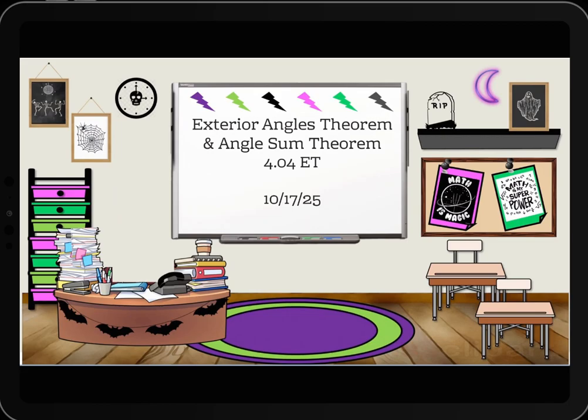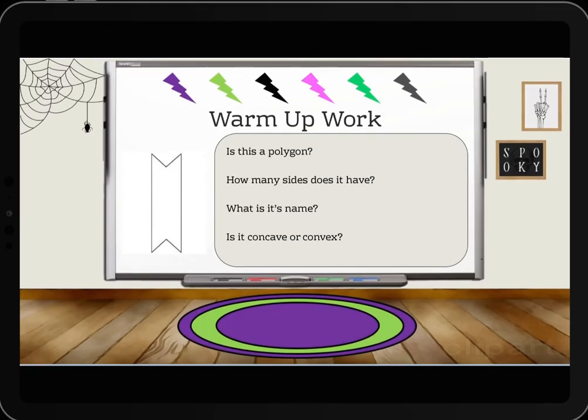So in this lesson, we'll be looking at the exterior angles theorem and angle sum theorem for the 4.04 exit ticket. Starting with our warm-up here, I want you to identify if it's a polygon, how many sides, what's its name, and is it concave or convex.